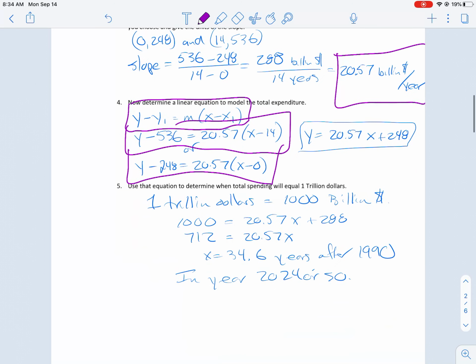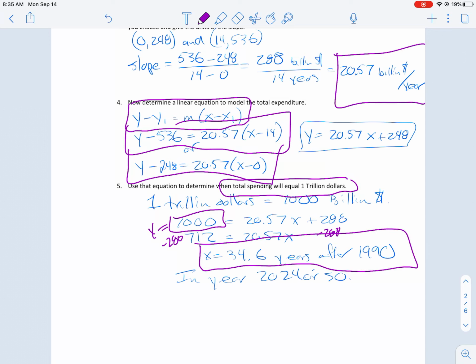But once you have that equation, you can solve things. And so I asked you, when is the total spending going to equal $1 trillion? And first of all, remember that you only have to plug in the y value equals 1,000, because your units are billions of dollars. So $1 trillion is 1,000 billion. And if you set that equal to your equation, you can just solve by subtracting 288 over here, and you get 712. Then divide by 20.57, and you get x equals 34.6.